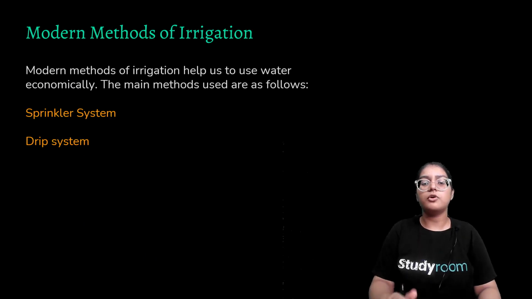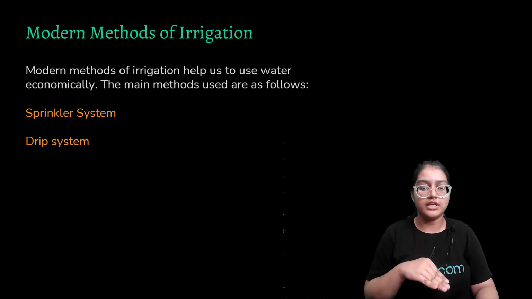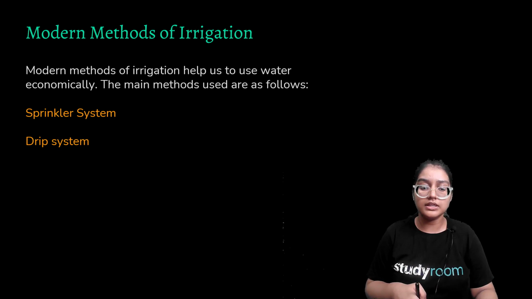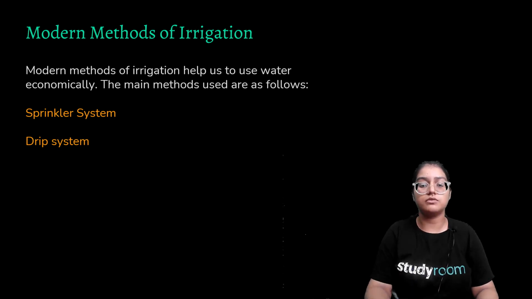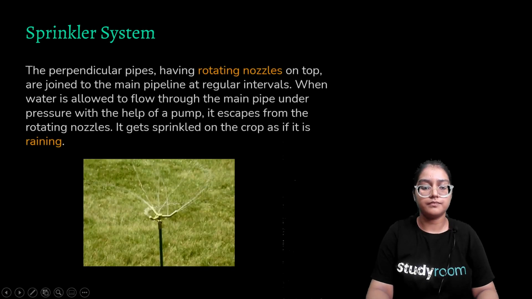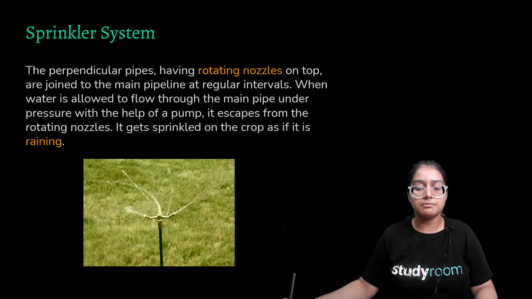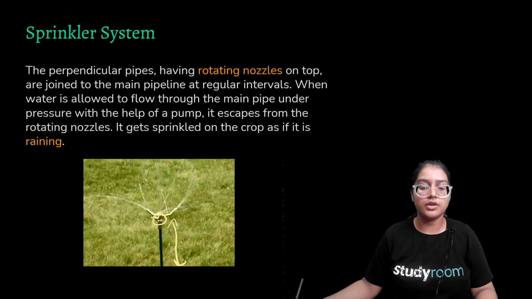Now we'll be talking about two modern methods of irrigation in your textbooks. The first one is the sprinkler system, the second one is the drip system. We'll talk about these one by one. Sprinkler system, as you can see, has a perpendicular pipe, and it has a rotating nozzle over it. When this rotates, the water gets sprinkled.